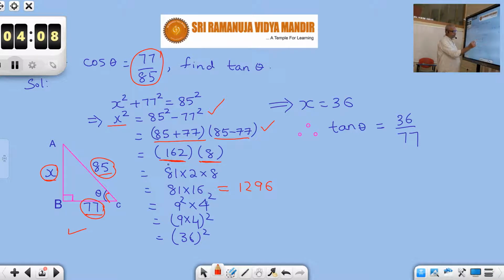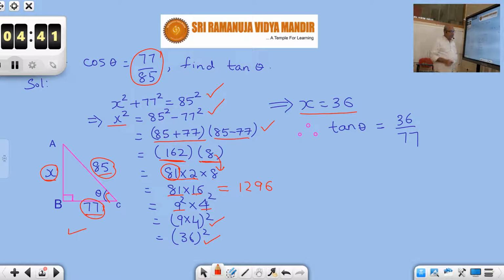162 is not a perfect square. So let us write it as 81 into 2, where 81 is a perfect square. So into 8 as usual, this 8. But this 2 into 8 is 16. So 81 into 16. So 81 is a perfect square, 9 square. 16 is a perfect square, 4 square. So 9 into 4 whole square, so 36 square. So x is equal to 36.